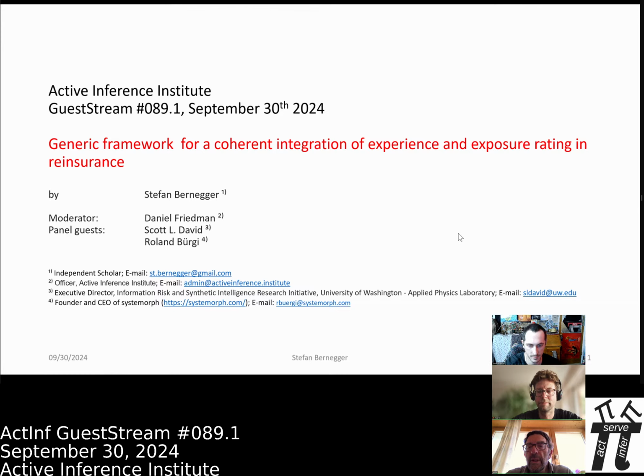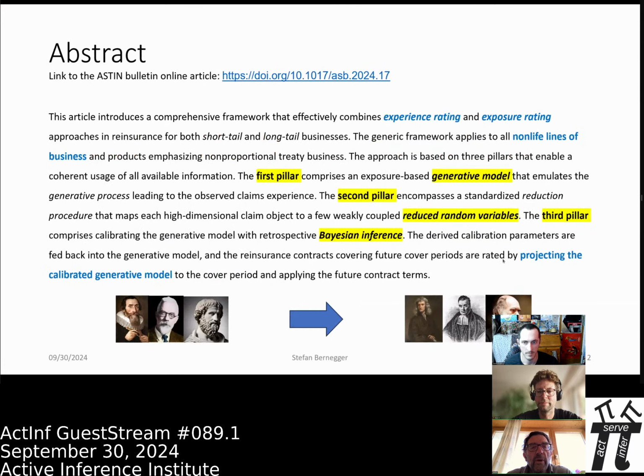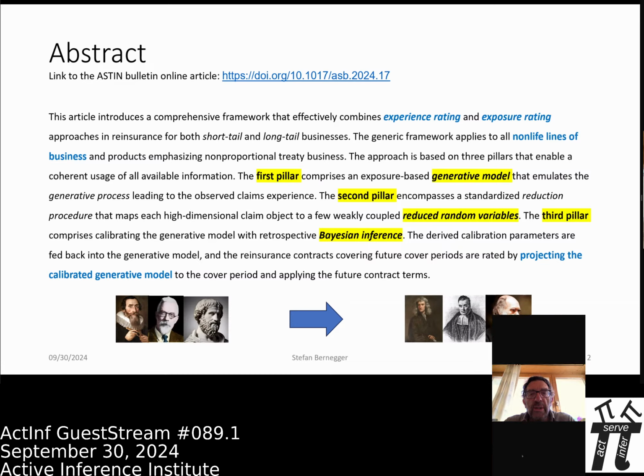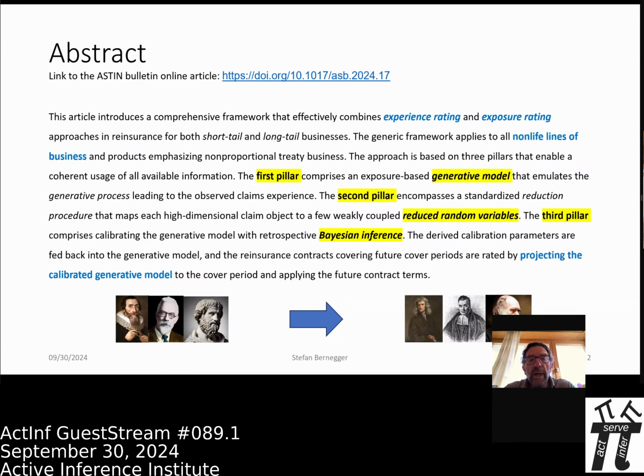Okay, thank you, Daniel. Welcome, everyone. Let me quickly give an overview of what I'm going to present. It's about reinsurance. Maybe some of the people on the call are familiar with what reinsurance is. If you are not, no problem. I'm going to explain everything you need to know.